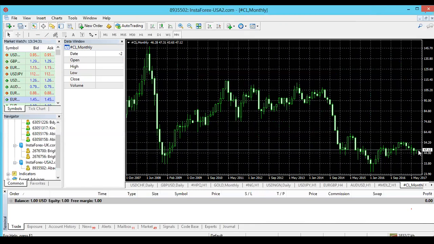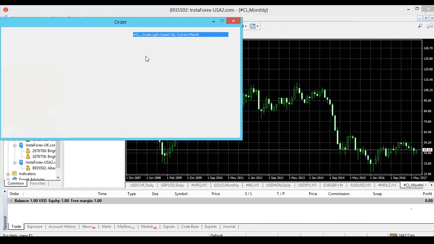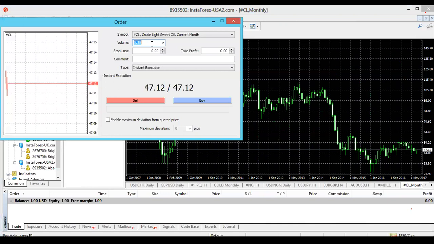But now this is the current price. This is the current market. It is now $47.12 per barrel. Then in crude oil trade, our lot size is not the same thing as in currency trade. When you choose one lot size in crude oil, it gives you $10 per pip. It's no more going to be $1 per pip. When you want $1 per pip in crude oil, you use 0.10.